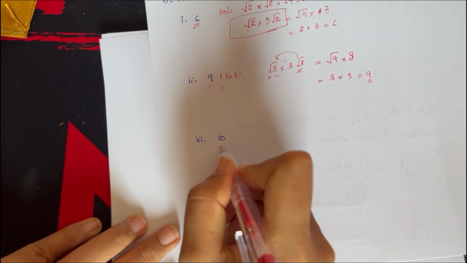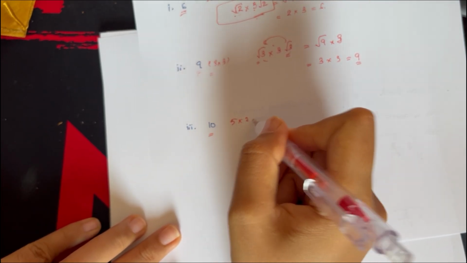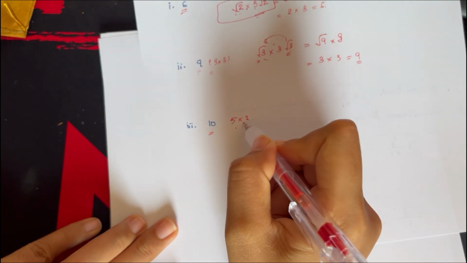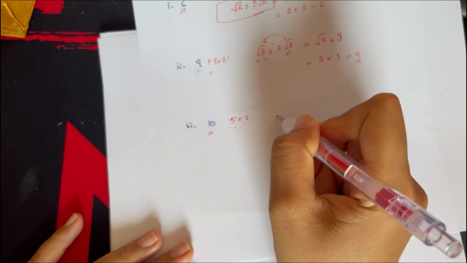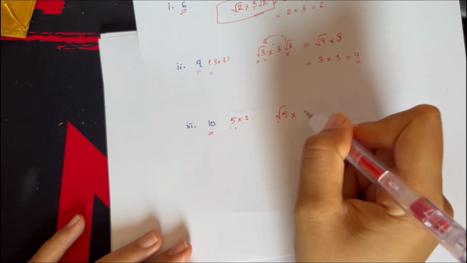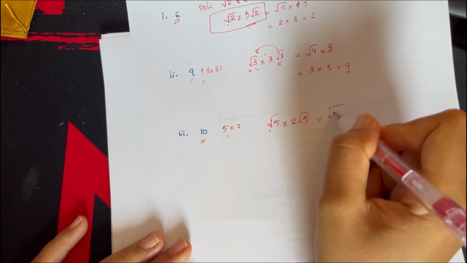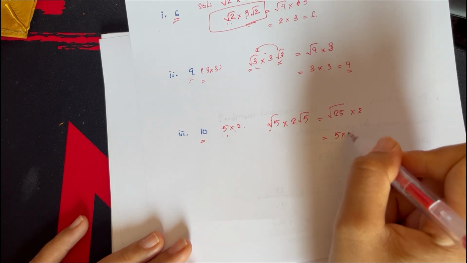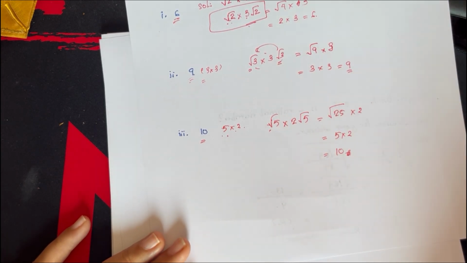Number 3, to get 10, we have to multiply 5 by 2. But this is rational. We have to find irrational numbers. So to get the irrational, we will do it like that. Root 5 multiplied by 2 root 5. So that will be root 25 multiplied by 2. That will be 5 multiplied by 2, and that equals 10.